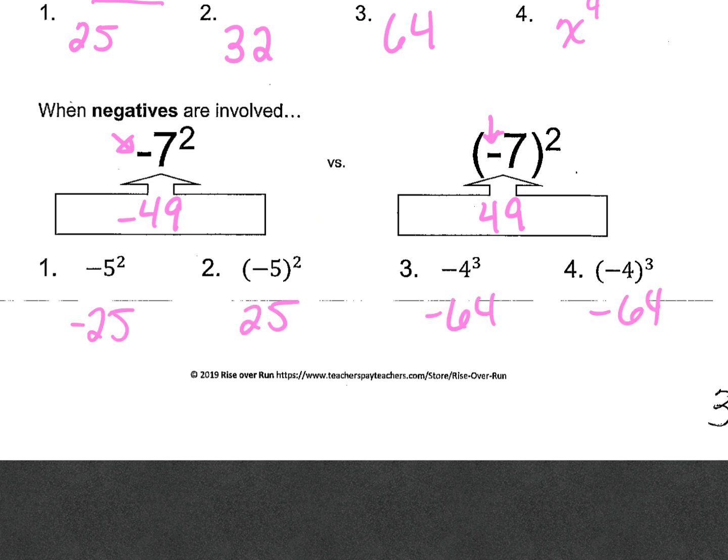Okay, so now you got -25, a positive 25, -64, -64. So what's happened here is the negative out front just stays negative. But for the number 4, it's -4 times -4 times -4. So if we look at just the negatives, negative times negative makes it positive. Positive times negative makes it negative. So when you have an odd number with a negative, it's going to stay negative.